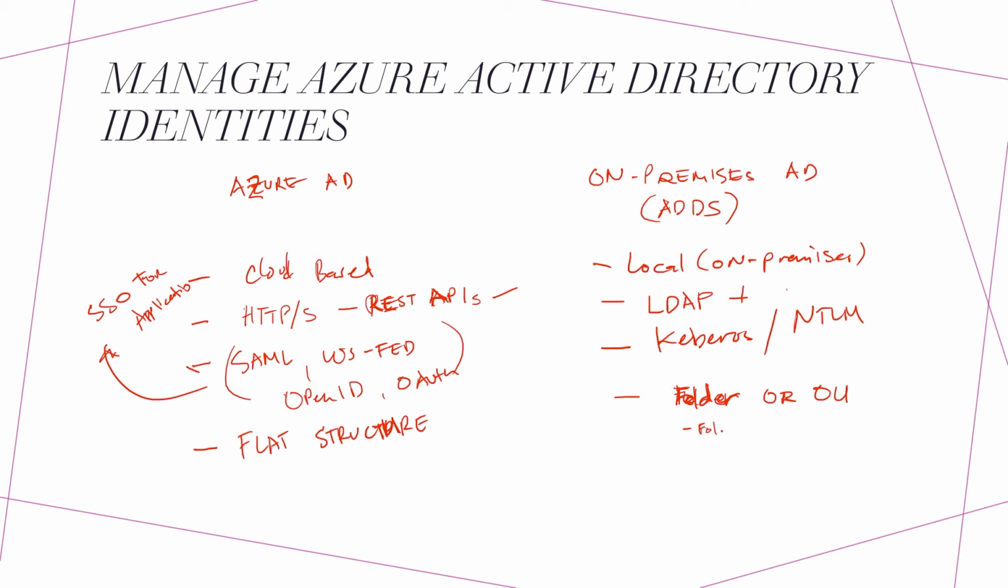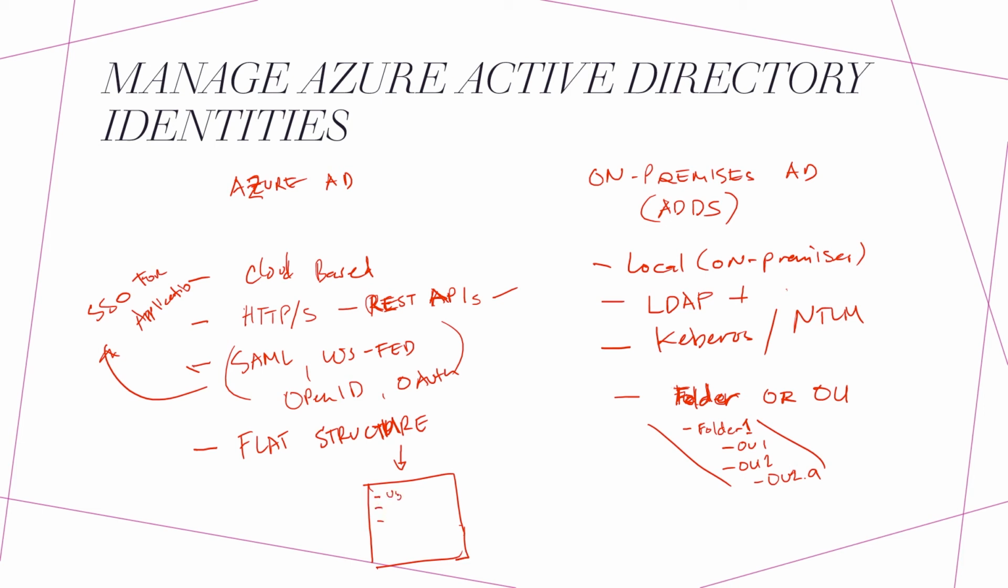So like folder 1, and then under it you've got OU1, OU2, and then under OU2 you can have OU 2.2.A. So it's more of a folder structure, while in Azure AD it's flat. Let's say this is just a list. This is the database for Azure AD.